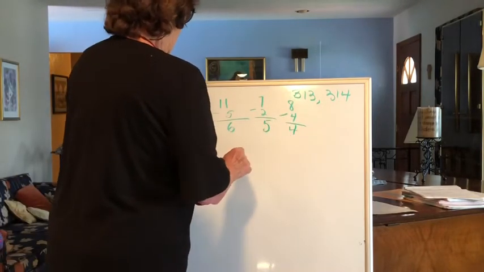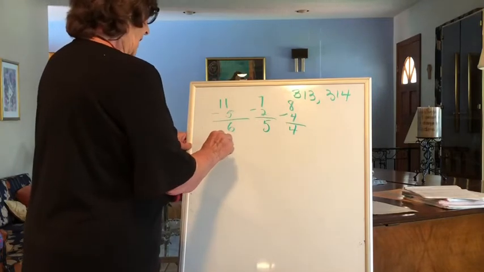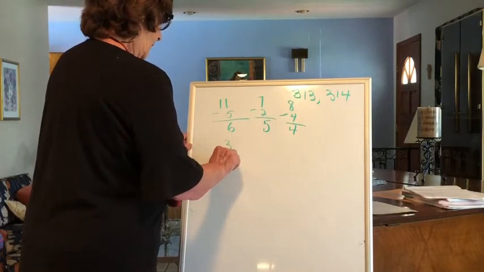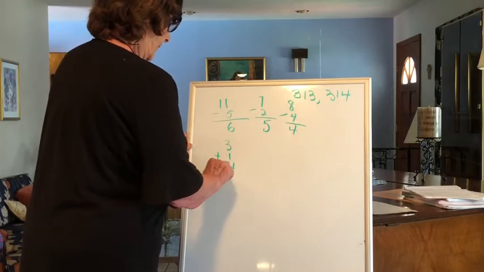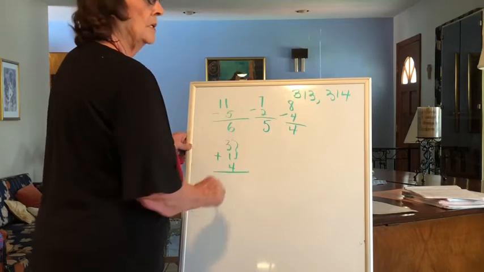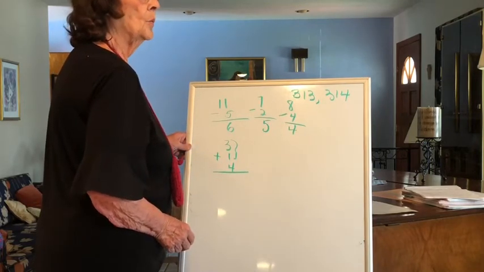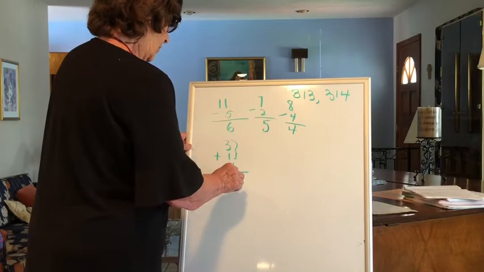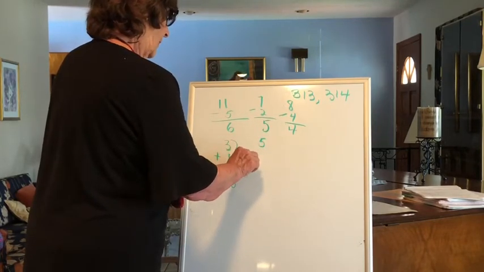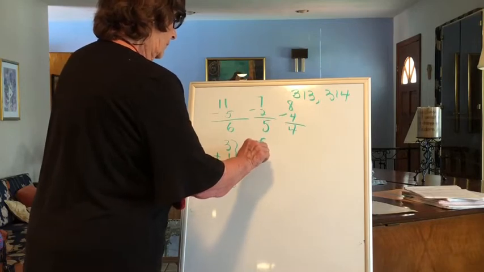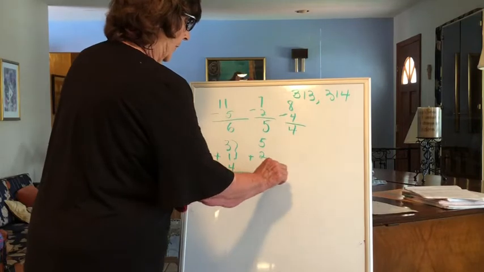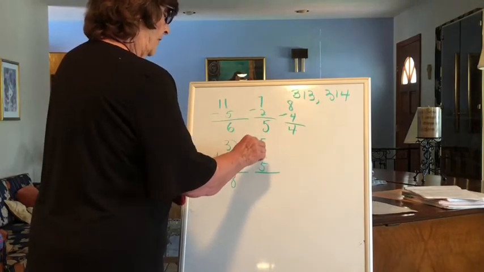Okay, now let's look at adding. Okay, what's 3 and 1? 4. What's 4 and 4? You should know that it is 8. Okay, what's 5 plus 2 plus 5?